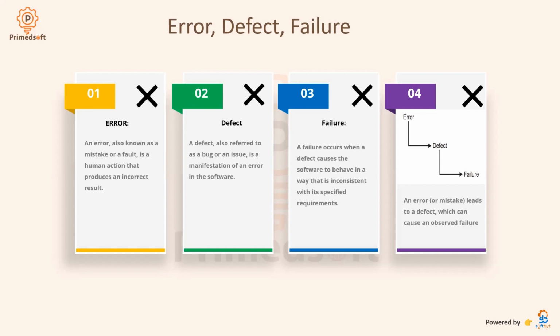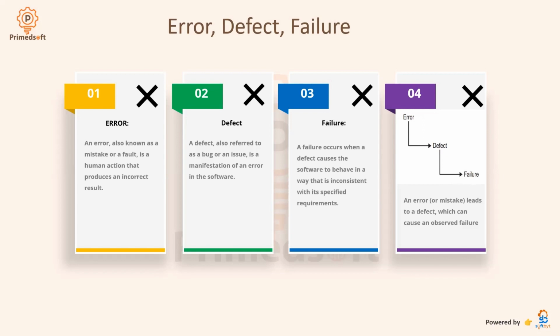So now we want to talk about the relationship between these terms, right? As you can see here on the slide, we have an error. An error or a mistake leads to a defect, which can cause an observable failure, right? So when an error occurs, it leads to defects, and these defects can lead to failure.